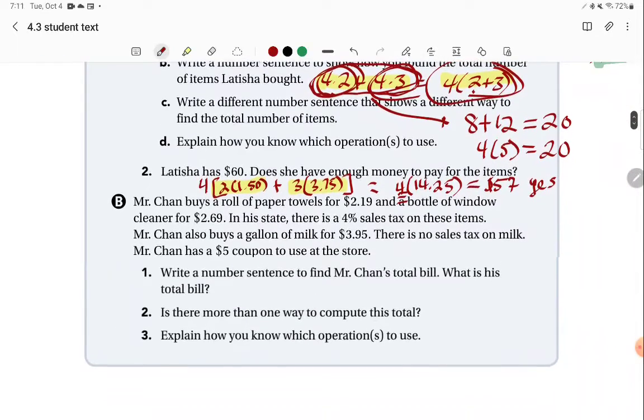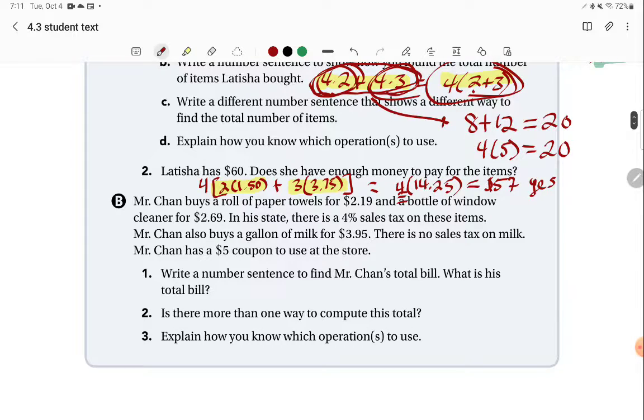Okay, on B, Mr. Chan buys a roll of paper towels for $2.19 and window cleaner for $2.69. So let's go ahead and highlight some of those. Paper towels for $2.19, window cleaner for $2.69. There's also a 4% sales tax. He also buys a gallon of milk. There's no sales tax on the milk. Mr. Chan has a $5 coupon. Lots going on here, right? So write a number sentence to find Mr. Chan's total bill. What is his total bill?